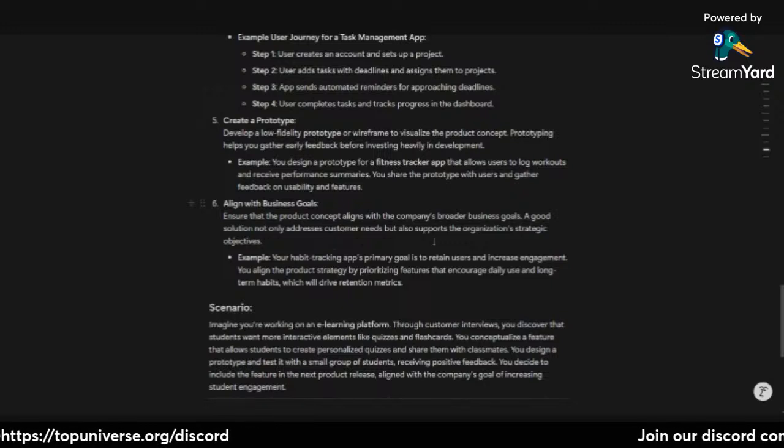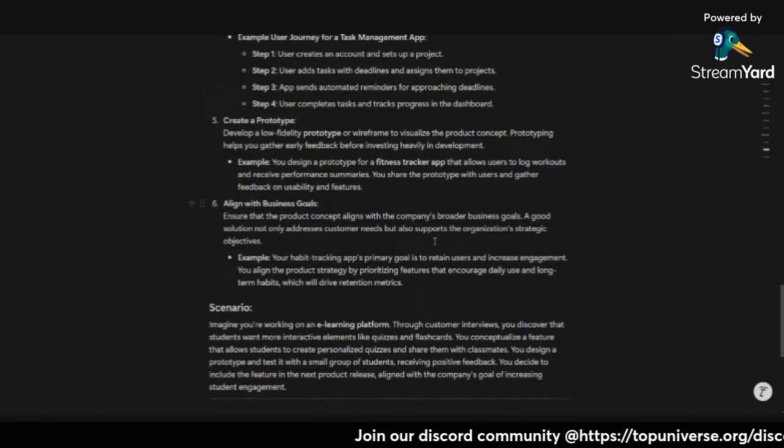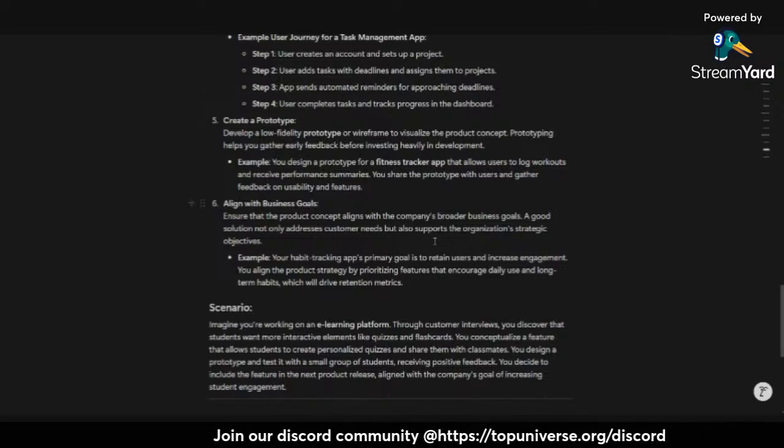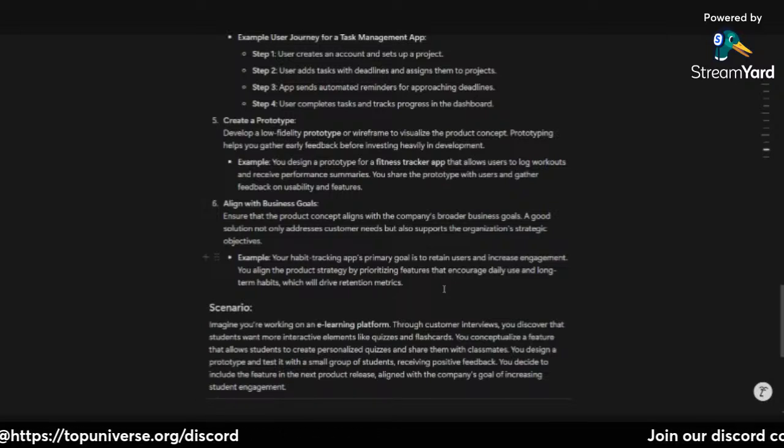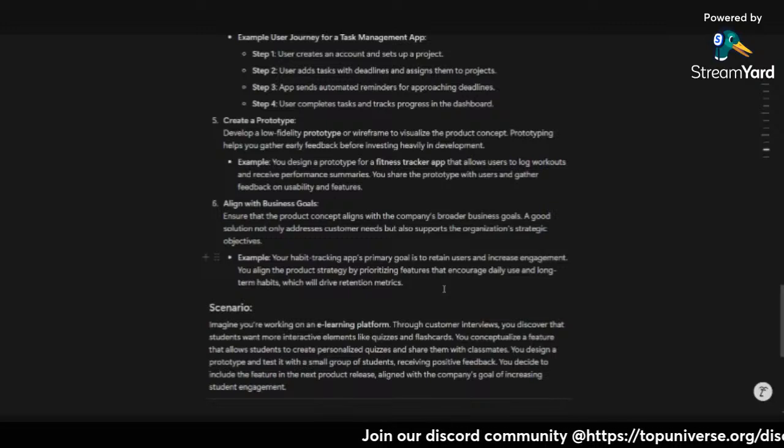Next, you have to align with business goals. Ensure that the product concept aligns with the company's broader business goals. A good solution not only addresses customer needs but also supports the organization's strategic objectives. For example, you have a habit tracking application, and the primary goal is to retain users and increase engagement.